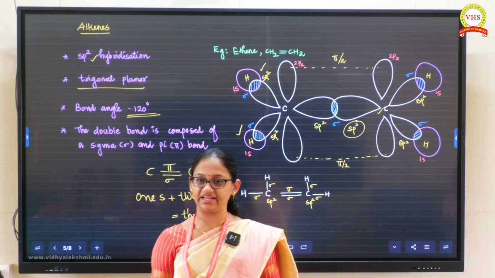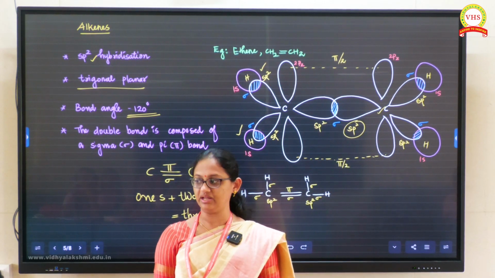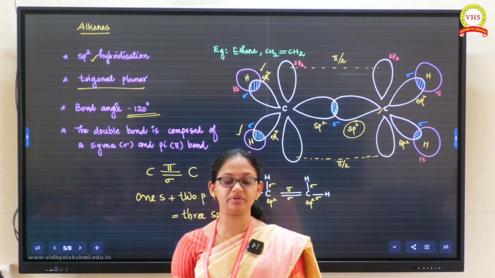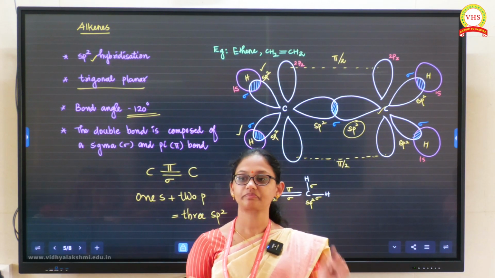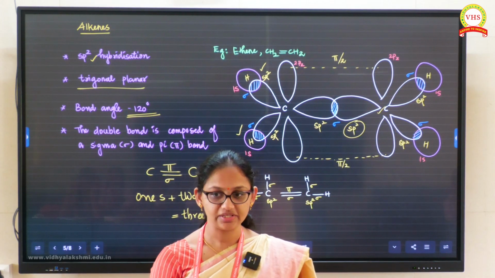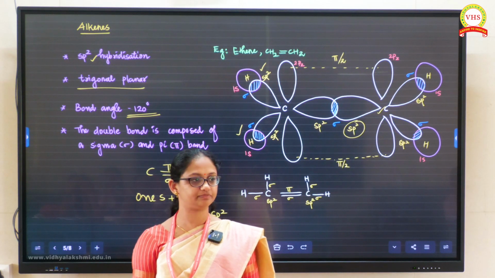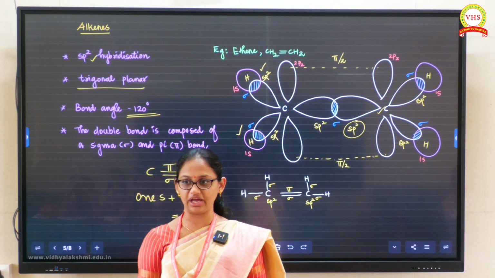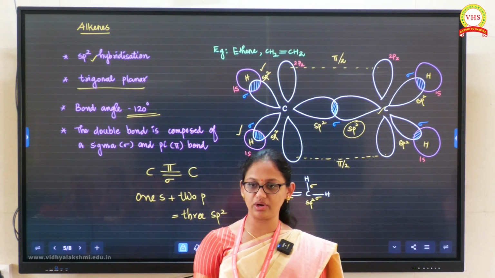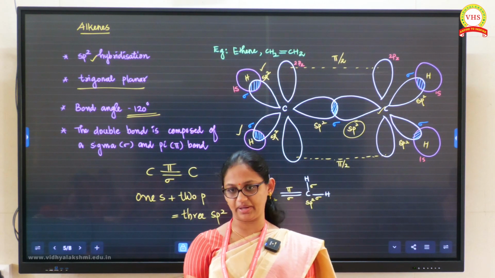And you know that there is one unhybridized p orbital. That unhybridized p orbital will make which bond? Pi bond. Hybridized orbitals will form sigma bonds and the unhybridized p orbital will make a pi bond. Okay, so carbon sp2 hybridization: one sigma bond and one pi bond.